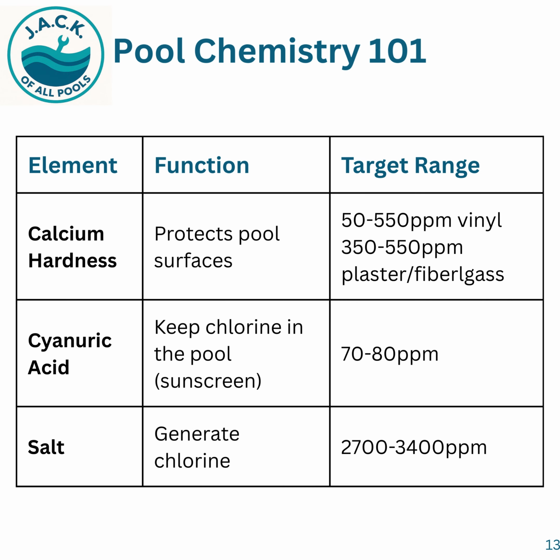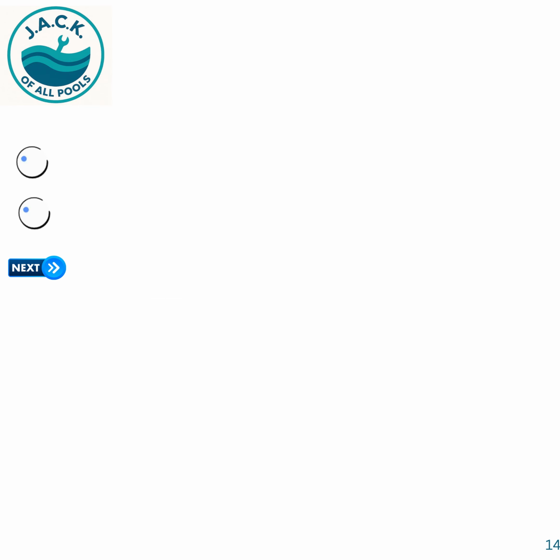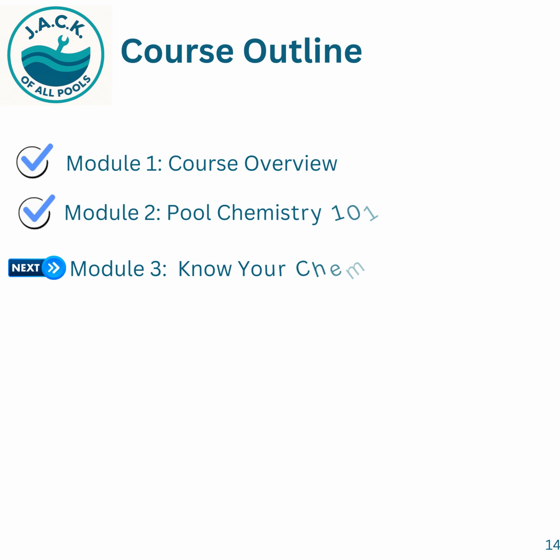Calcium hardness helps protect your pool surfaces and equipment. The ideal range depends on your pool type. Cyanuric acid acts like sunscreen for your chlorine, protecting it from the sun. Salt systems generate chlorine automatically using dissolved salt and electrolysis. Now that you know what each chemical does, let's talk about how to manage them. In the next module, we'll cover what happens when levels are too high or too low, and exactly what to do to bring them back in balance.